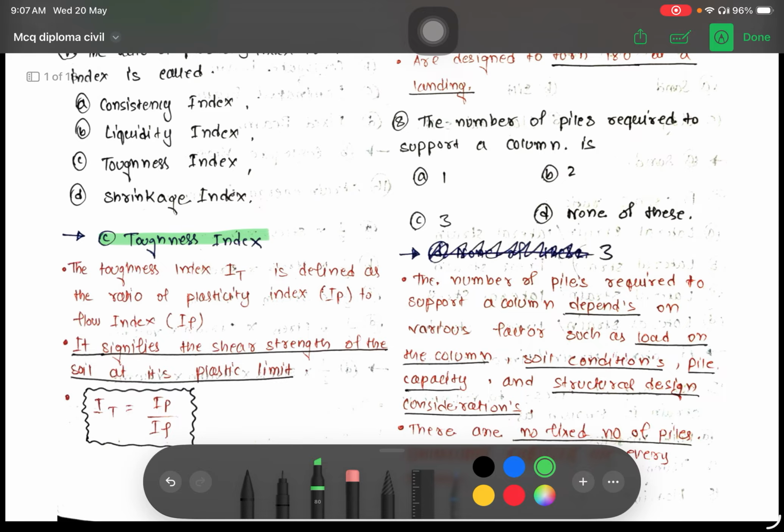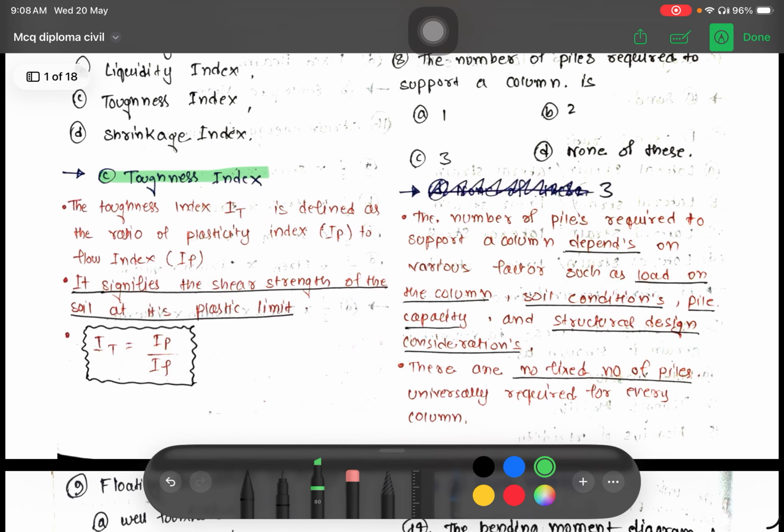Explanation. The toughness index (It) is defined as the ratio of plasticity index to flow index. It signifies the shear strength of soil at its plastic limit. Toughness index is the ratio of plastic index to the flow index.